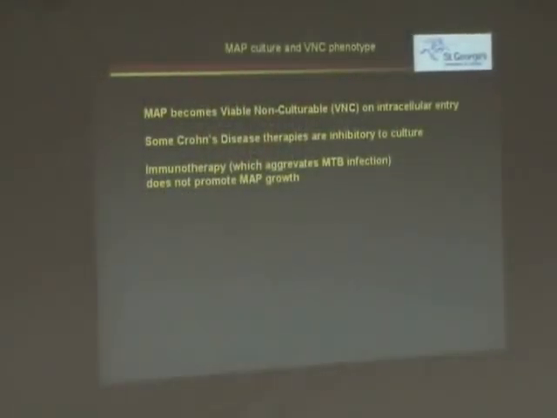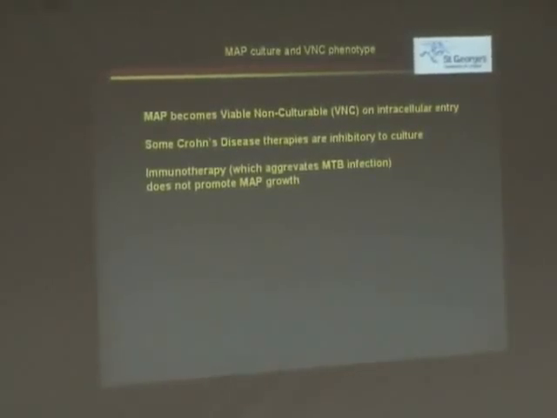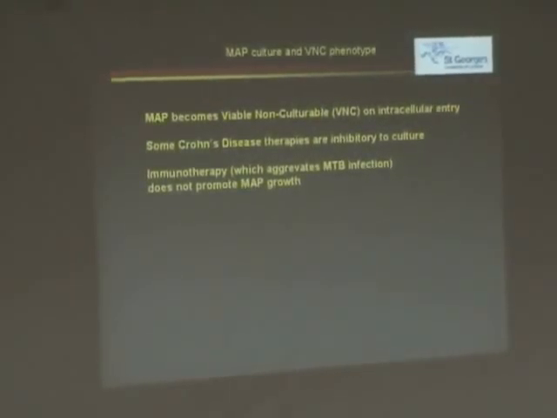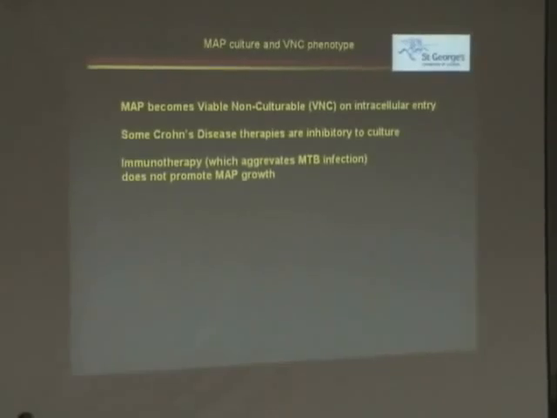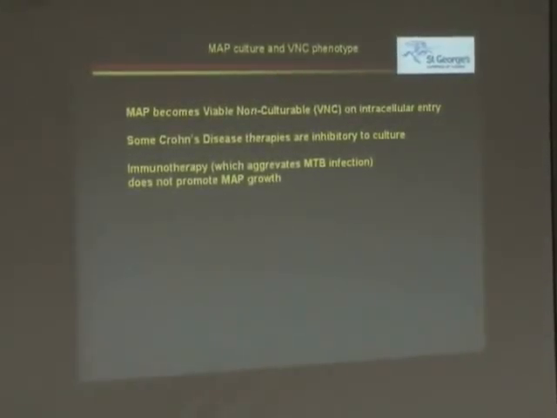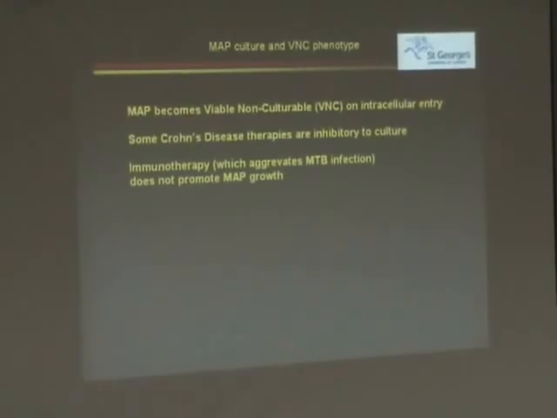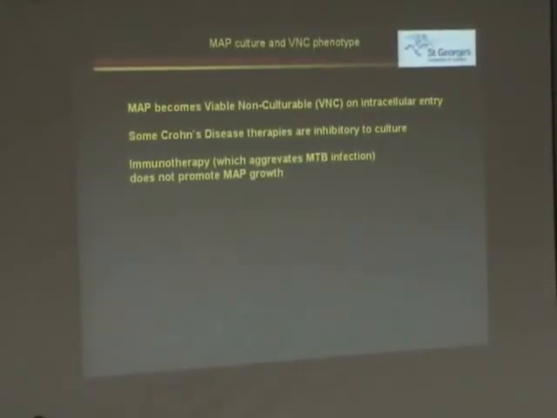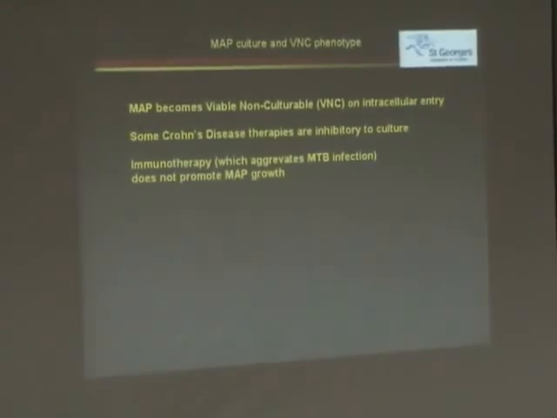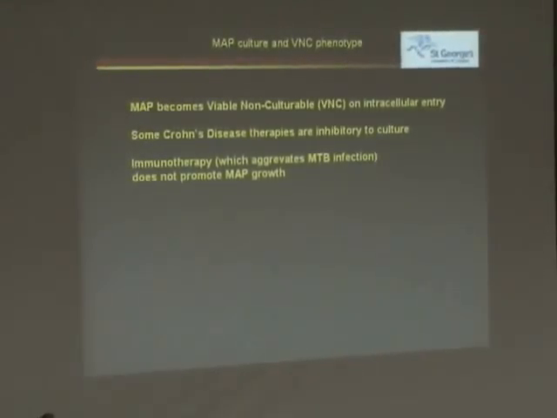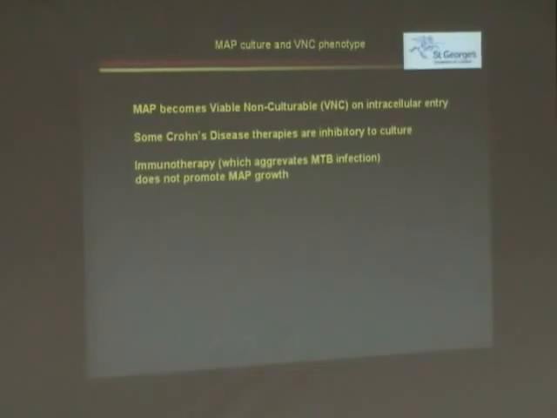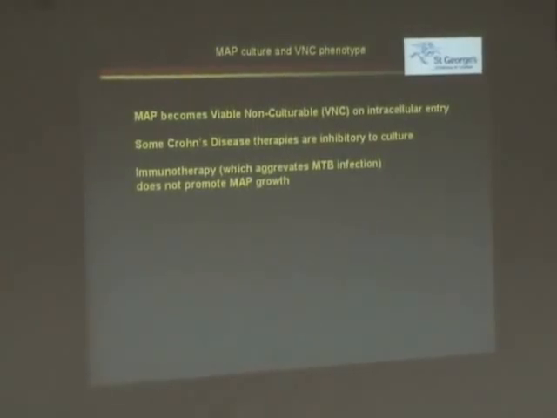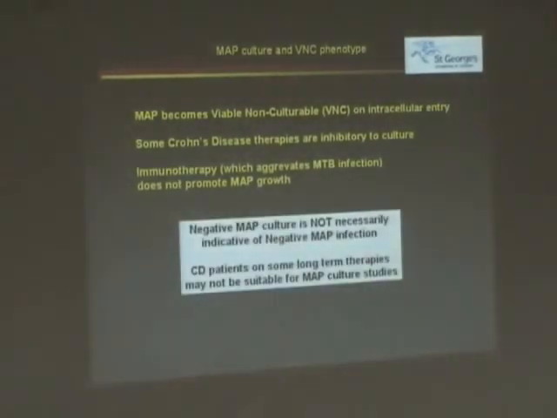What does this all mean? Put it all together just for the moment. Well, it means that MAP has a non-culturable phenotype on intracellular entry. This is helped by the fact that it also has an inhibition from some of the therapies it's been given. So it's not quite surprising that if you give immunotherapy, anti-TNF therapy, to a Crohn's patient, they don't get worse, like happens in tuberculosis. Because in Crohn's disease, they have MAP, and MAP doesn't have the ability to recrudesce as tuberculosis does, because it's in this viable, non-culturable form. So no wonder this particular argument against Crohn's and paratuberculosis is false.